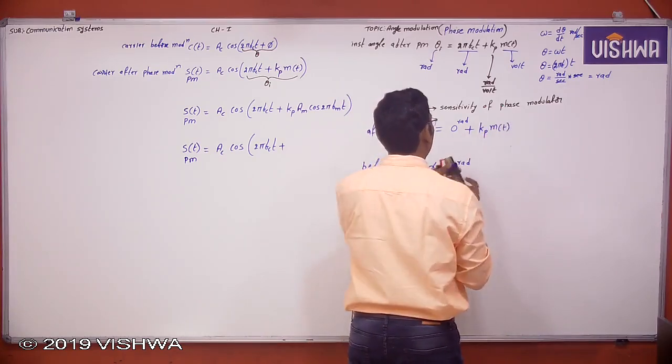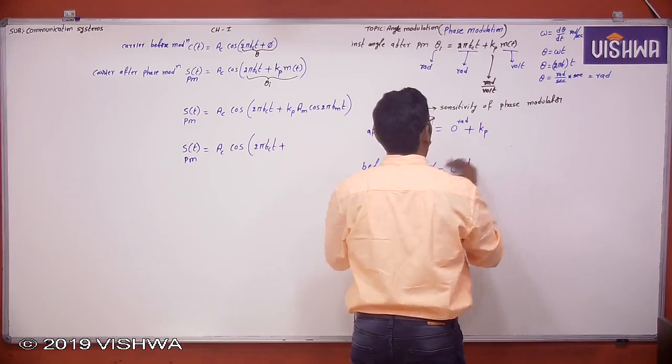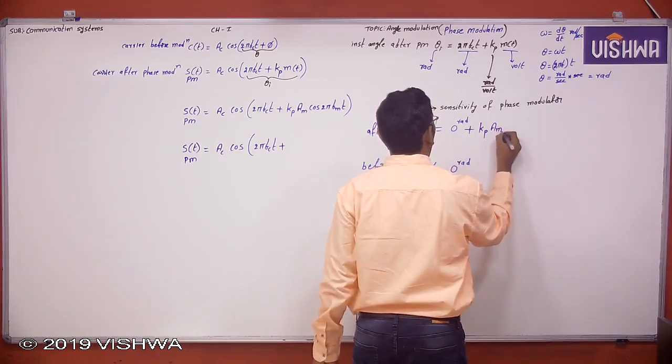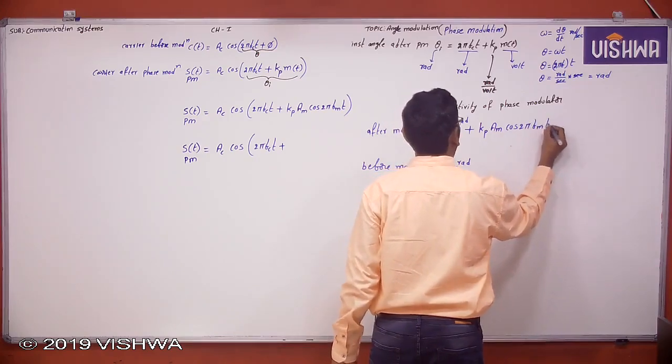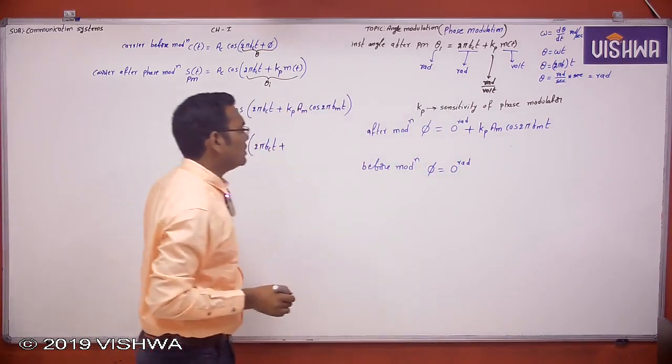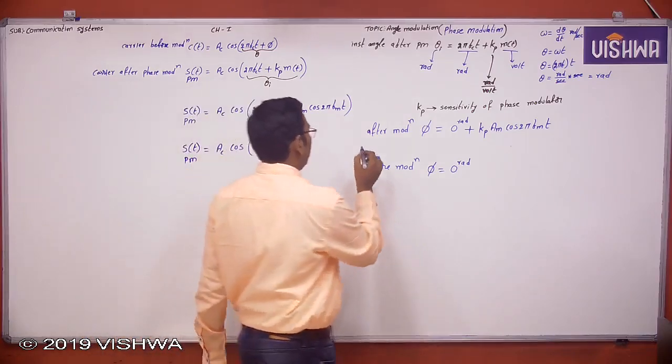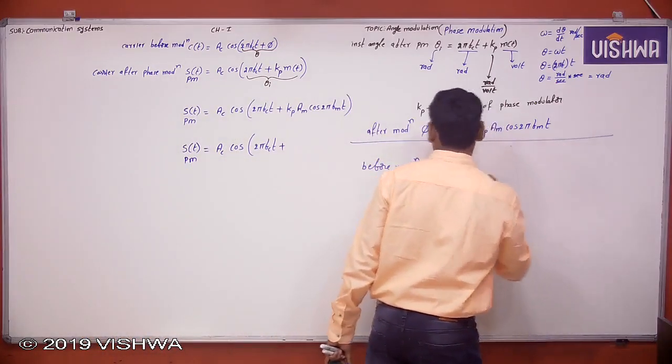What is m of t? m of t is Am cos 2 pi fm t. Is it right or not? Now this is after modulation. Now let us change. Before modulation it is 0 radians.